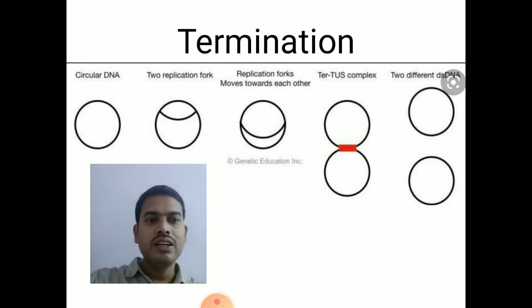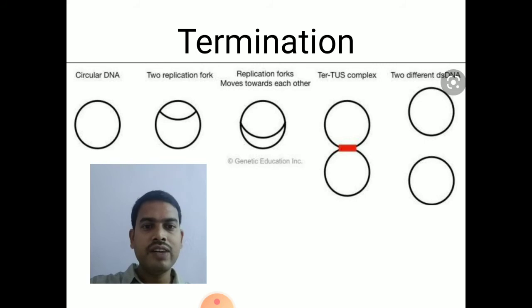Those TUS and TER complexes you can see in red line. When these DNA polymerases meet these TUS and TER complexes, immediately topoisomerase 4 plays an important role in dividing the two DNAs. Both will be having one parental strand and the other one is newly synthesized strand. So this is the process of termination.